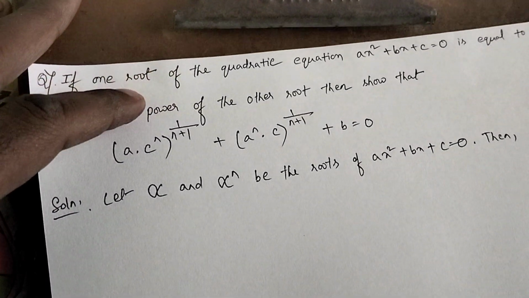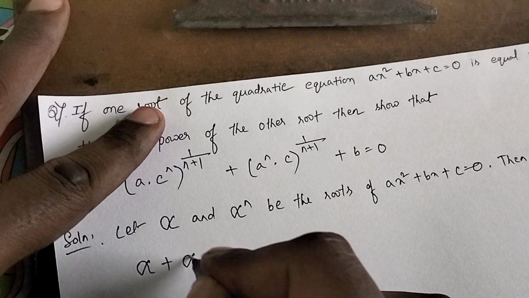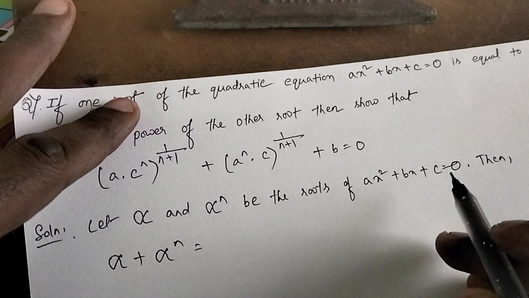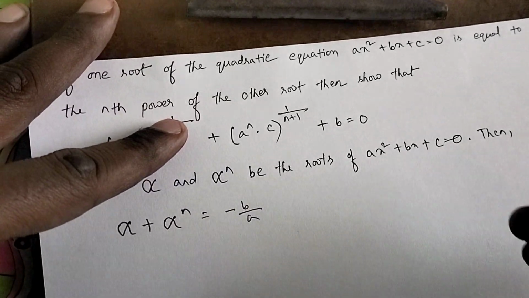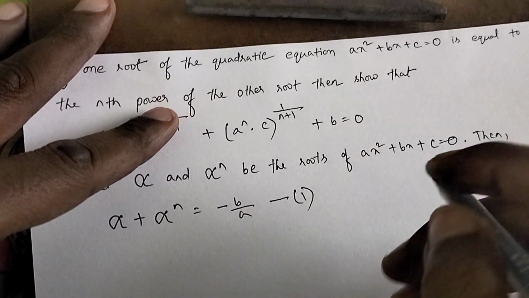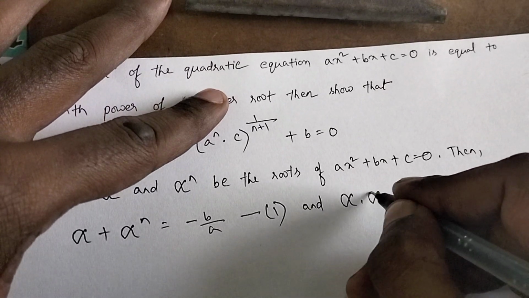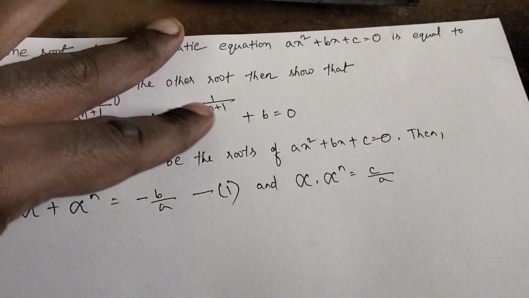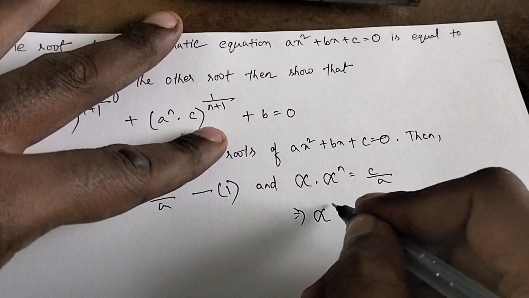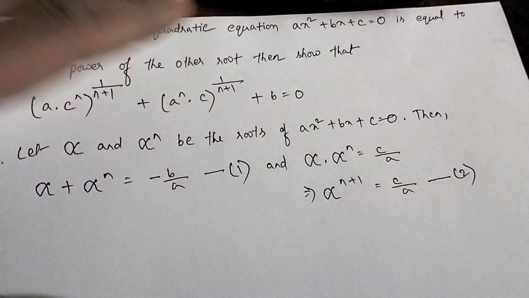Okay, so then what can I say? We know that the sum of the roots, alpha plus alpha to the power n, will be minus b by a, right? We'll name this as equation 1. And the product of the roots, that is alpha into alpha to the power n, will be c by a, right? So we can write this as alpha to the power n plus 1 is equal to c by a. We'll name this as equation 2. Clear?